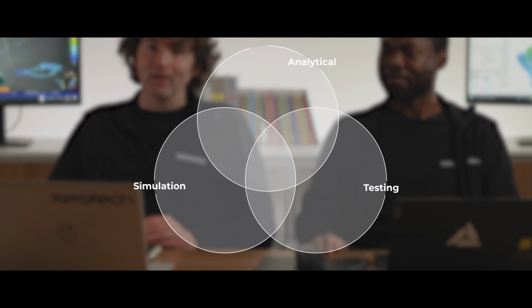If you were to do a Venn diagram, you'd see simulation, testing and analytical. And you have to have all three components for an accurate model and an accurate idea of how your battery is performing. So simulation is a good way both to fully understand the problem and also to cut costs.